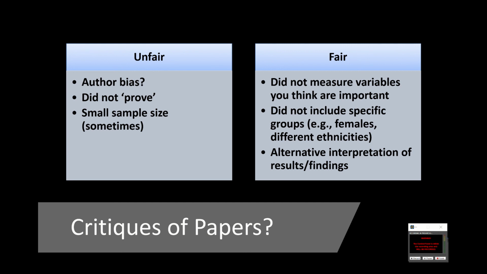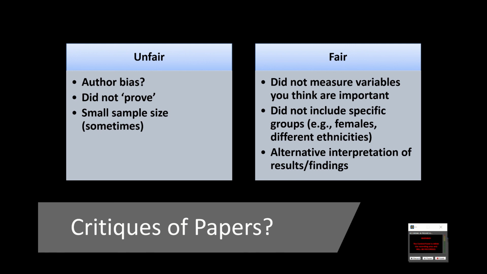Things that are more fair to critique are things like if you thought that the authors did not do a good job of operationalizing their key theoretical principles. If you think that the authors failed to include important subgroups, like often criminologists have a history of focusing solely on white males, this is going to limit generalizability. Maybe the authors interpreted their findings in a way that you disagree with, and you can also talk about that as a fair criticism.